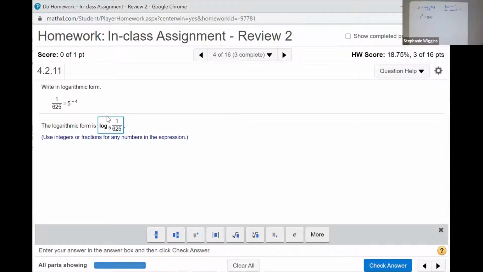And then you have the log is the exponent. The exponent is -4. So remember, your equal sign is always replacing the word is. So that's how you kind of sort it all out. You say the log is the exponent, and you just check to make sure everything's in the right place.